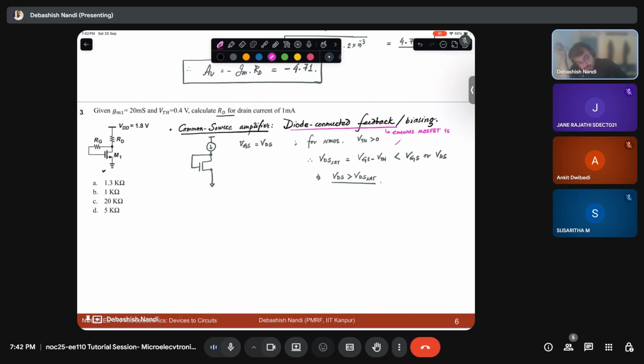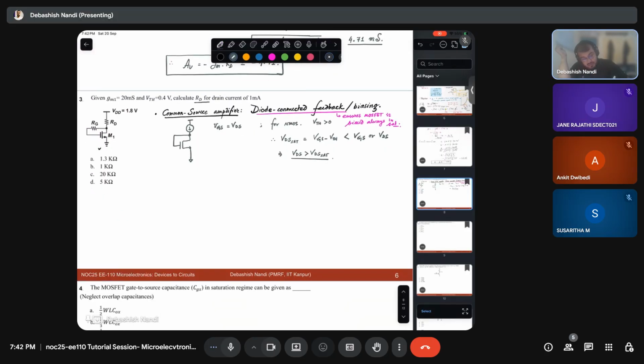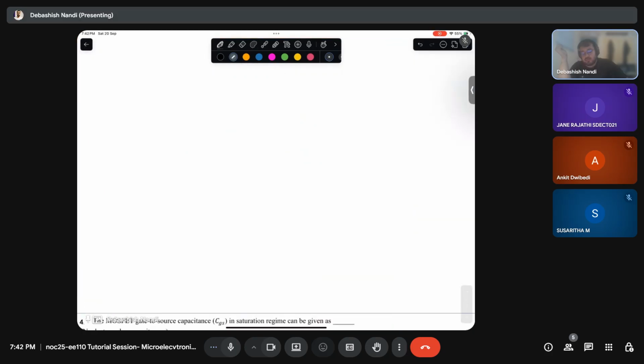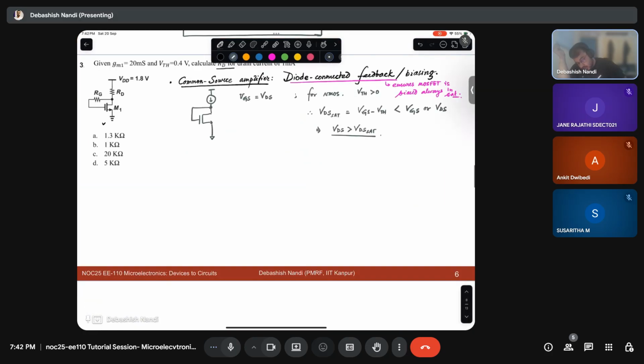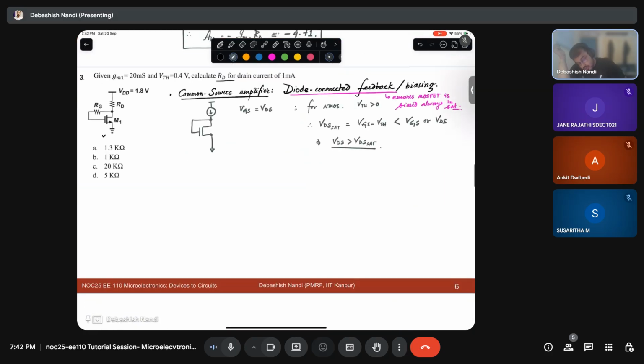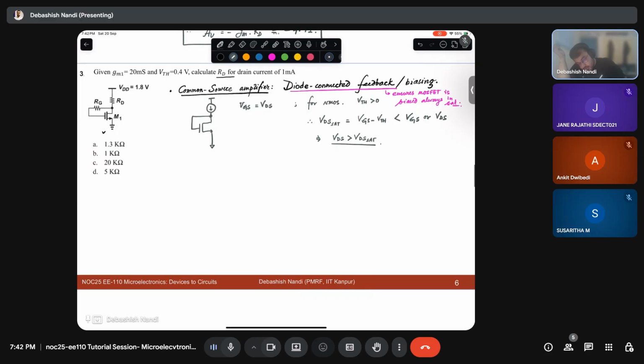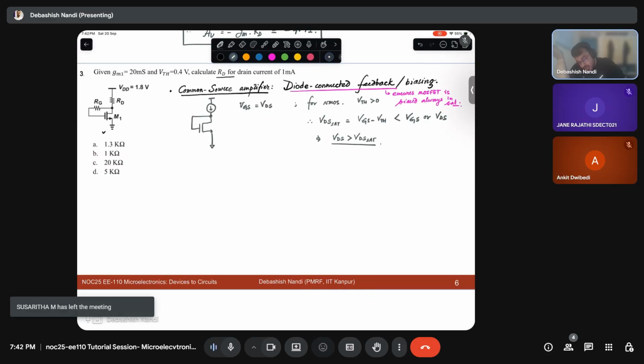MOSFET is biased always in SAT. Okay. So now coming back to the analysis of this circuit. We need to find out the current, 1 milliampere. GM1 we know.